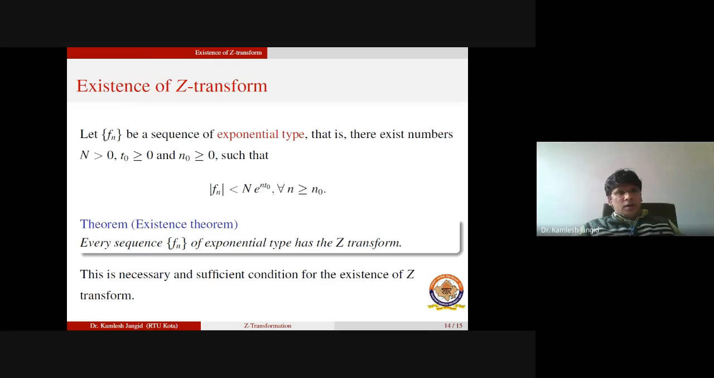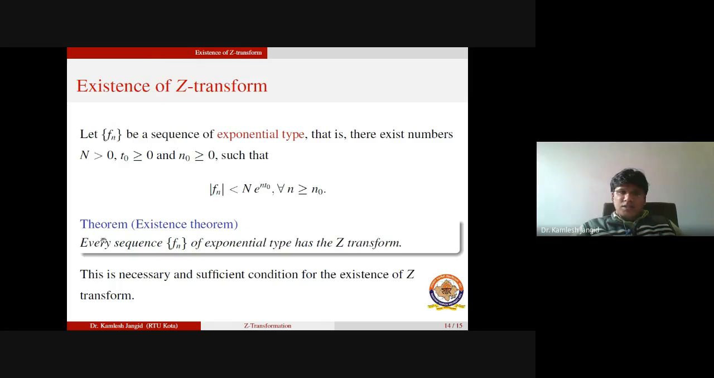Right. Now let us define the existence conditions for the z transformation. Let f(n) be a sequence of exponential type. That is, there exist a number capital N greater than 0, t naught greater than or equal to 0, and n naught greater than or equal to 0, such that each term of the sequence satisfies this condition, which is mod of f(n) is less than capital N times exponential n t naught for n greater than or equal to t naught. Right? So this is our exponential type sequence if this condition is satisfied.